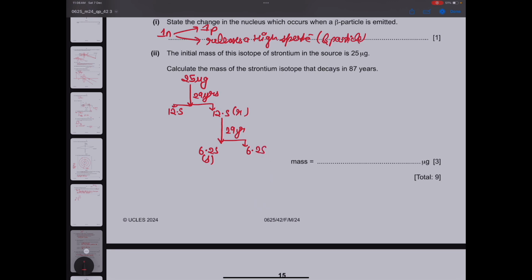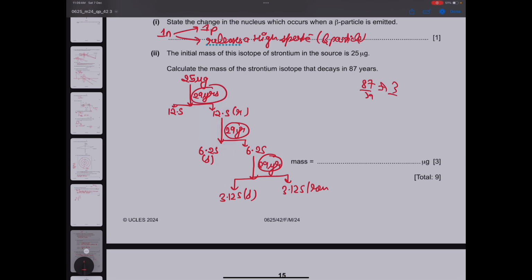For how many years do we need to find this? For 87 years, we need to find it. And you know that 87 over 29 is 3. So we need to do 3 half lives. Now, another 29 years, the remaining 6.25 will decay into half, which is 6.25 divided by 2, which is 3.125. This has decayed, and how much is remaining? 3.125 is still remaining after these 3 half lives.